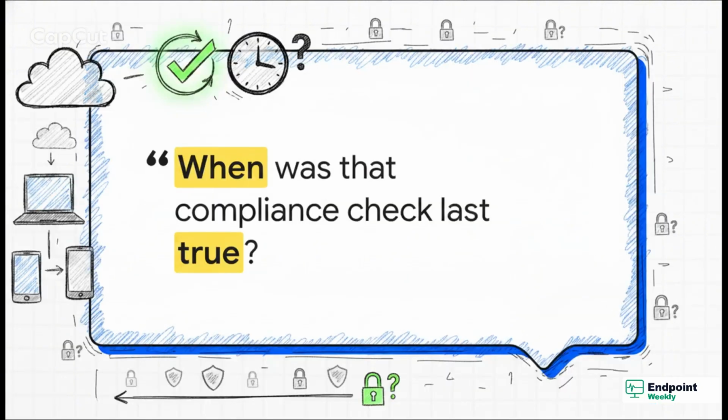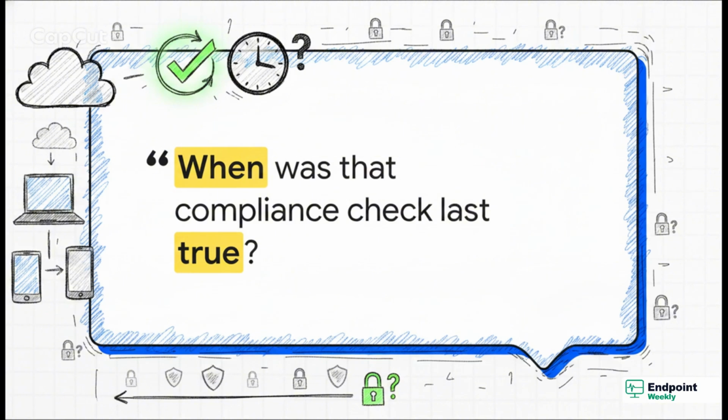It really all boils down to one ultimate question. When was that compliance check actually last true? Your cloud dashboard might show a device as totally compliant, right? Green check marks everywhere. It looks like your ZeroTrust architecture is just purring along perfectly. But here's the catch. Neither of those screens is telling you the actual age of that critical security signal.